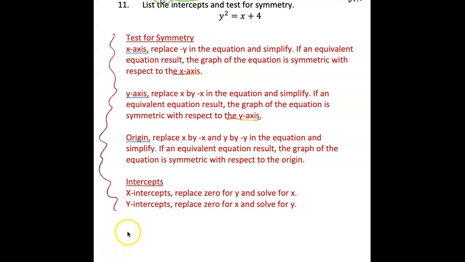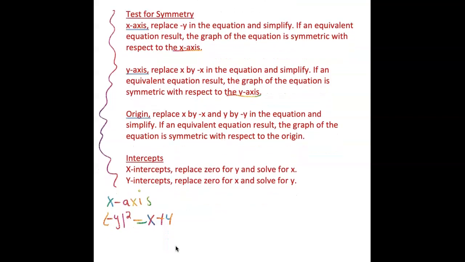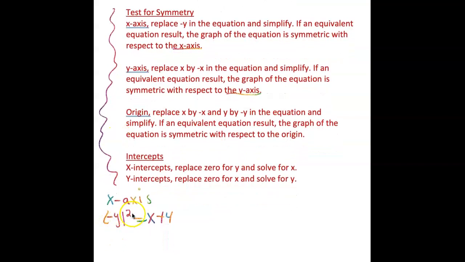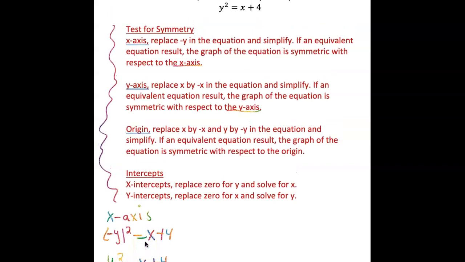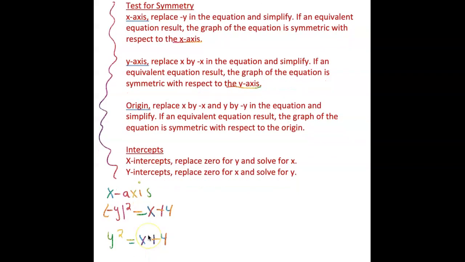So I'm going to first check for the x symmetry. So x-axis symmetry, which means I'm going to substitute the y with negative y. And if I get an equivalent equation, then it has x-axis symmetry. Negative y squared is just y squared, which equals x plus 4. Well, if you notice, this is the same as the original one, so it does have x-axis symmetry.